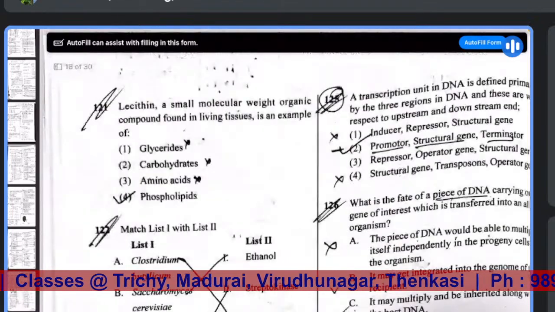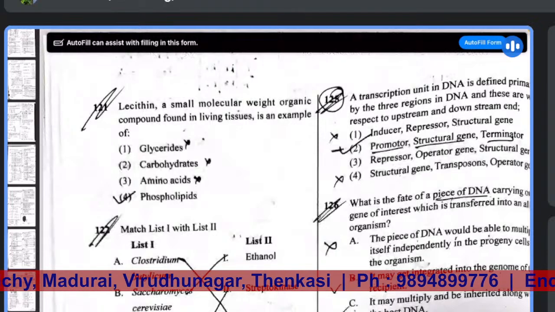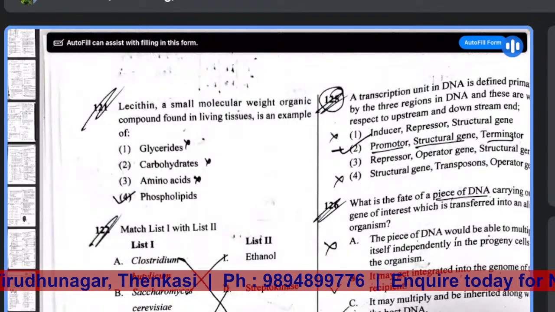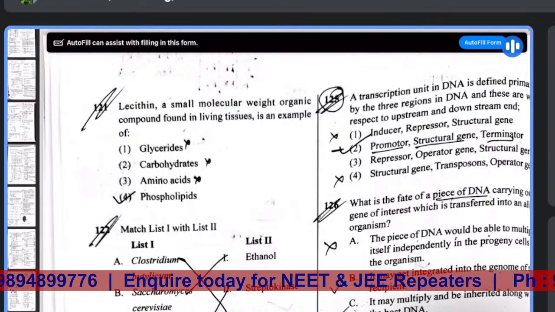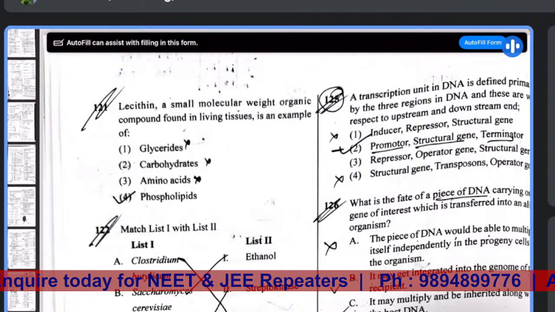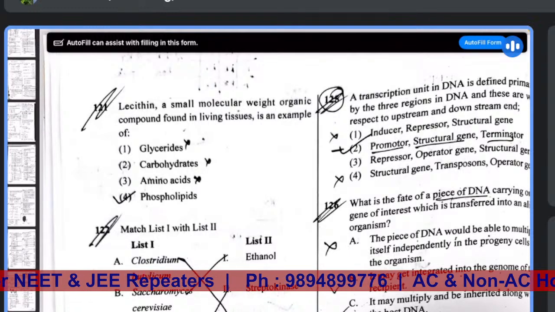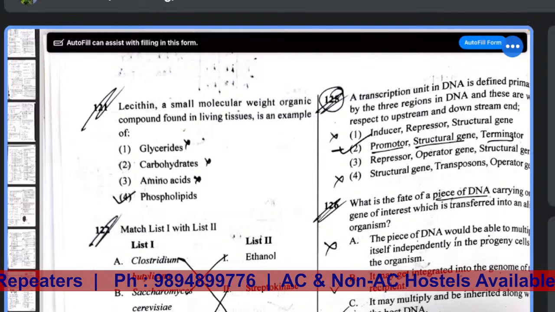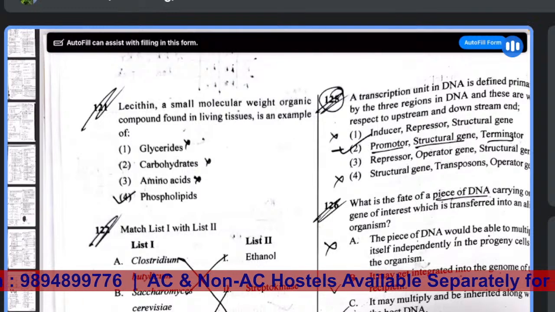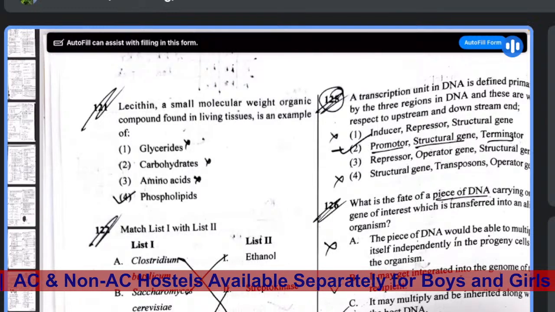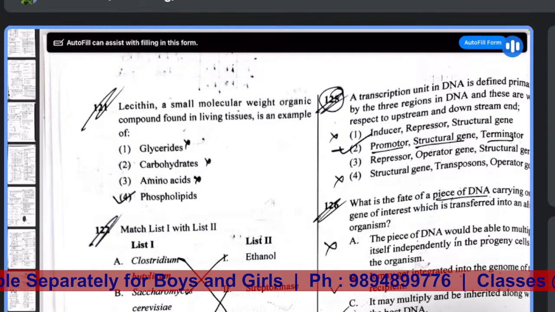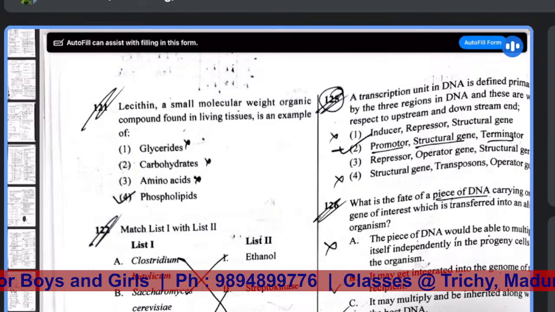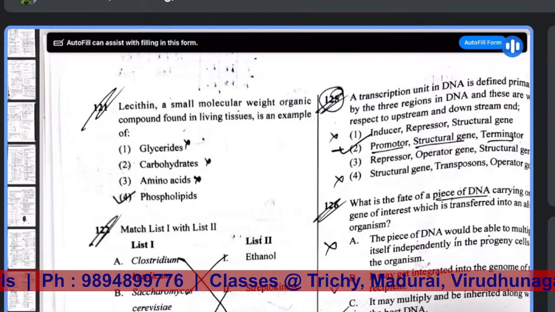Question number 121. Lecithin, a small molecular weight organic compound found in living tissue, is an example. Again, the question is from the biomolecules chapter. Lecithin, you have studied, is the covering of your alveoli and it is given as an example for phospholipids. Lipids are usually either simple fatty acid or simple glycerol or sometimes a combination of fatty acid and glycerol. Lecithin is an example for phospholipid. Option 4 is the right answer for question number 121.